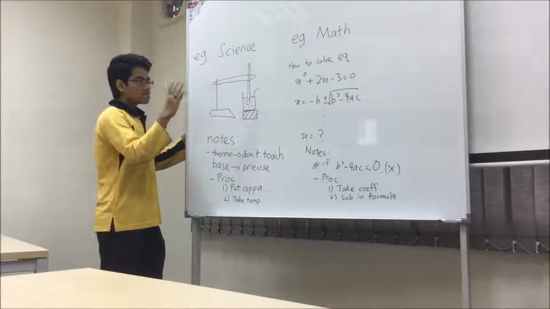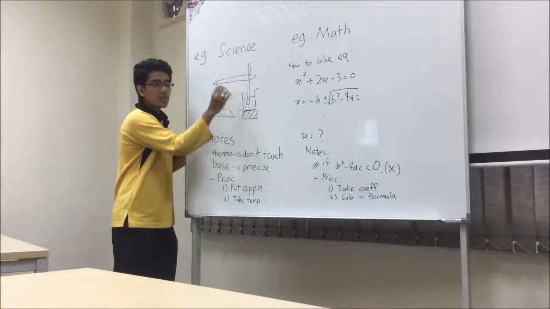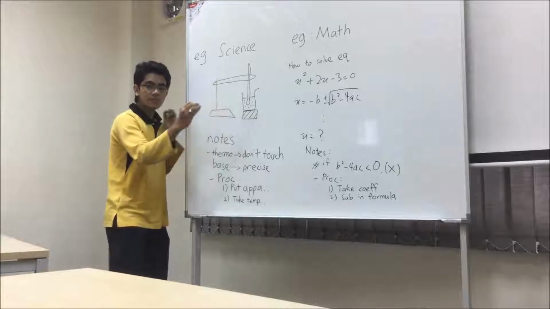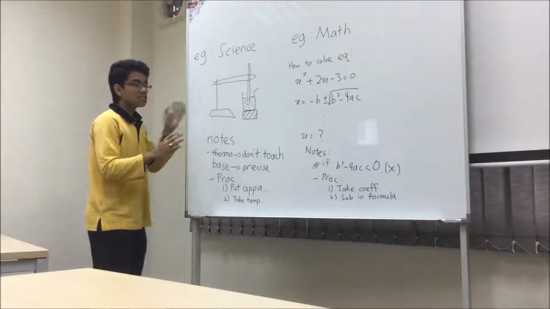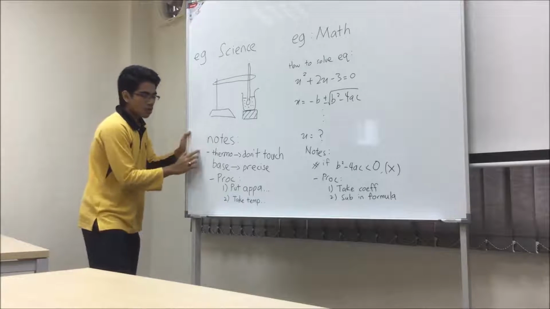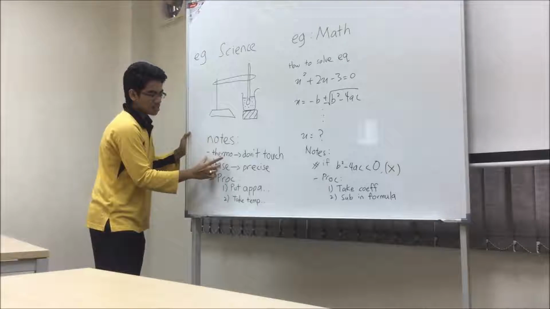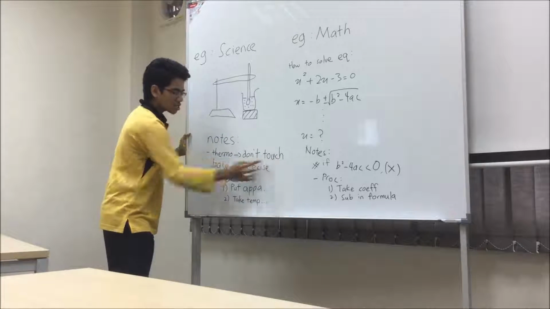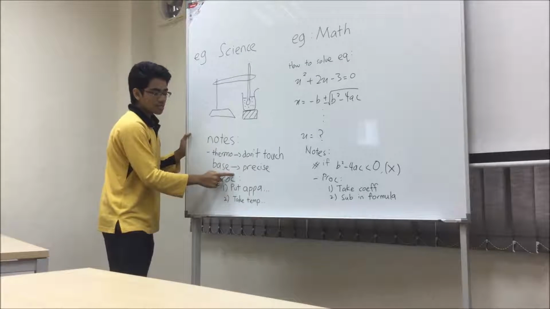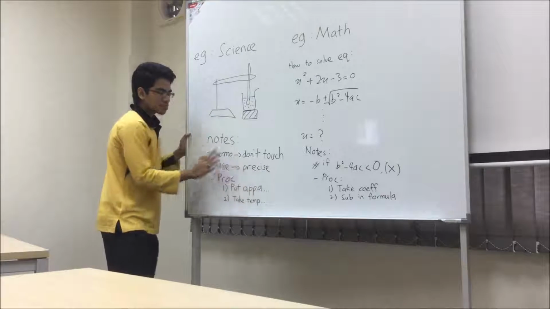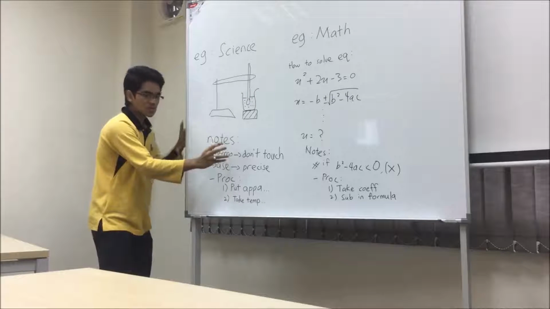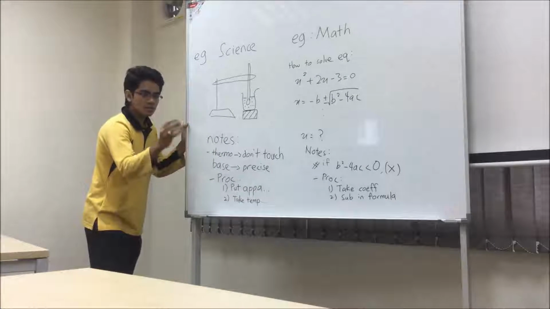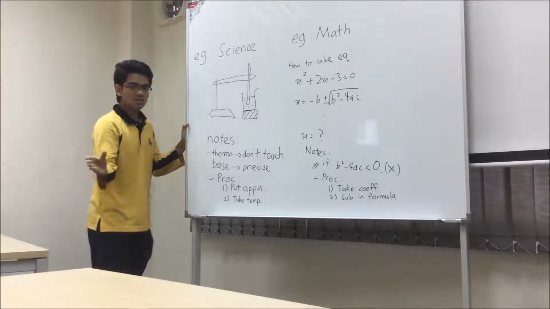So let's say they found out that the thermometer cannot touch the base of the beaker, so that the temperature will be more precise. So this is how they are going to take notes. For the thermometer, they will use a short form: thermo, don't touch base, so that it will be more precise. This is how they are going to use the sentence method. They take long words and turn them into shorter words.